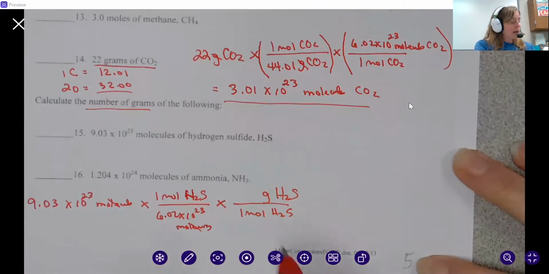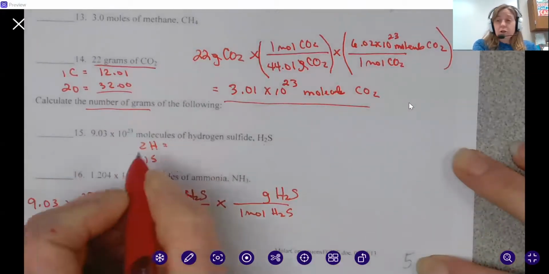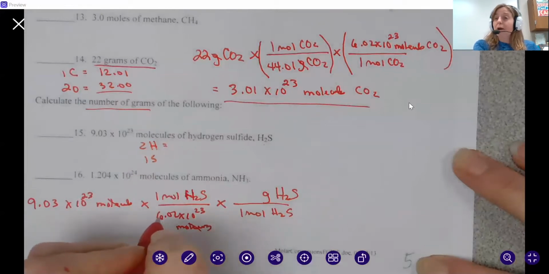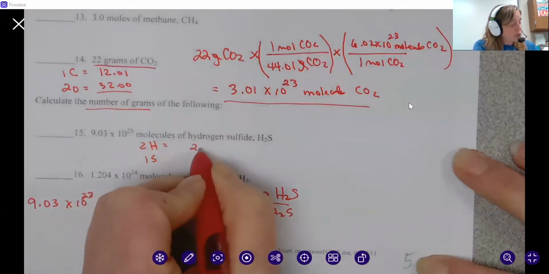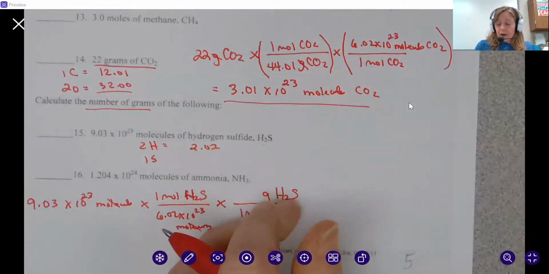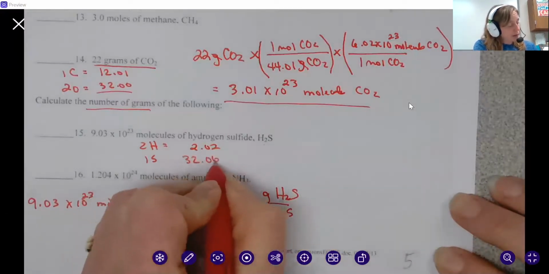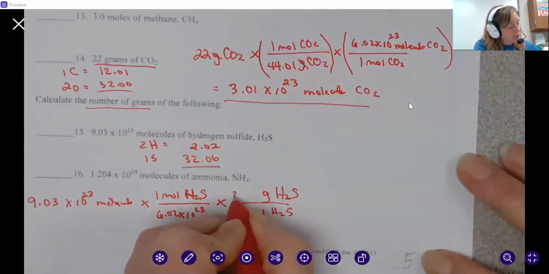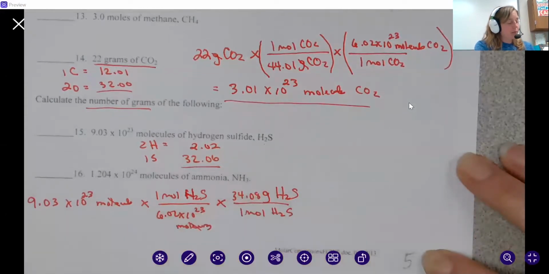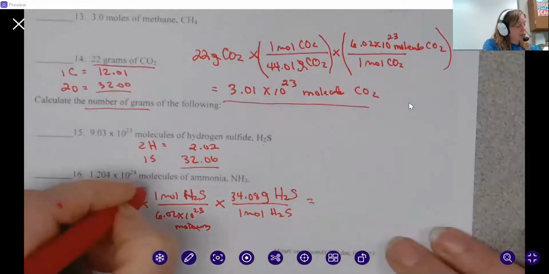Okay, but I need to know how many grams of that I have, right? So what do we have to calculate? Molar mass. So I have 2 hydrogens and 1 sulfur. Hydrogen's atomic mass is 1.01, but I have 2 of them, so it's going to be 2.02 plus 1 sulfur. Sulfur is 32.06. Okay, so my molar mass is going to be 34.08.